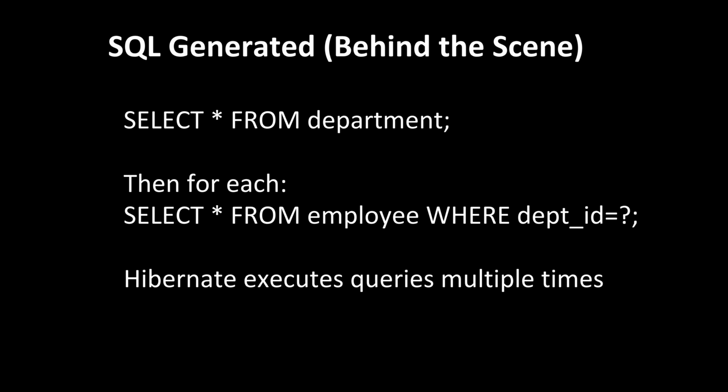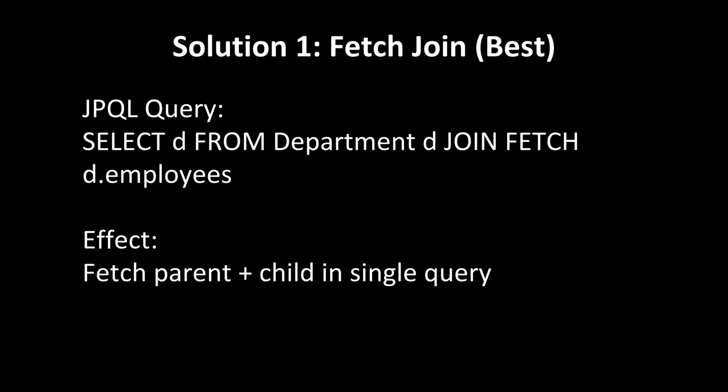The best solution is fetch join. @Query("select d from Department d join fetch d.employees") List<Department> findAllWithEmployees(). Now what happens? Only one query runs. It fetches both departments and employees together. No extra queries. Performance improves significantly.